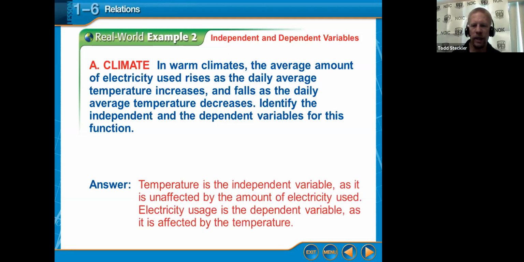So electricity then depends on the temperature. The hotter it is, the more electricity used, so that the air conditioners can keep us cool. And then the lower the temperature, the lower the amount of electricity that's used.